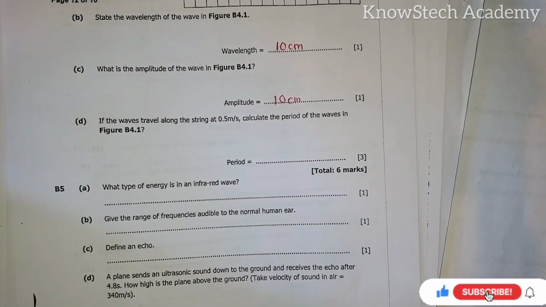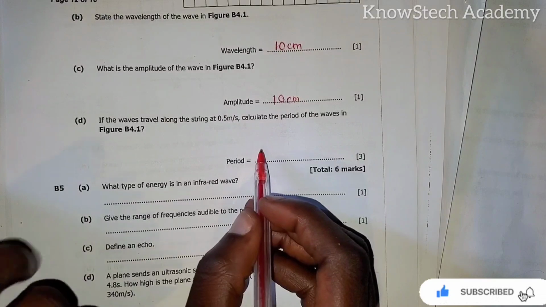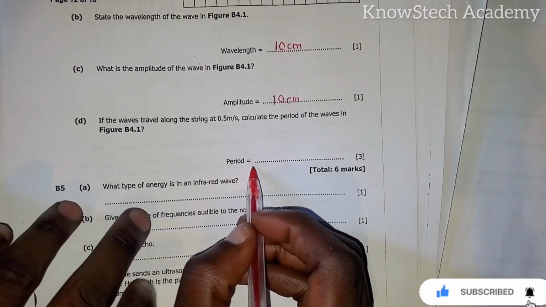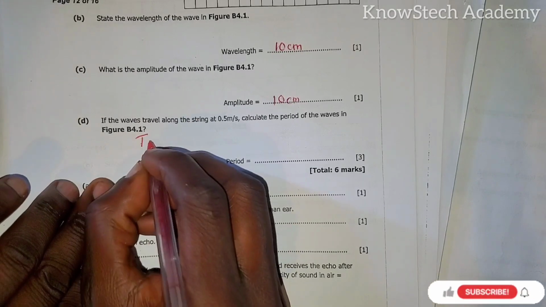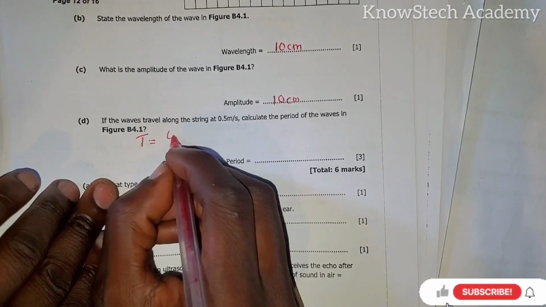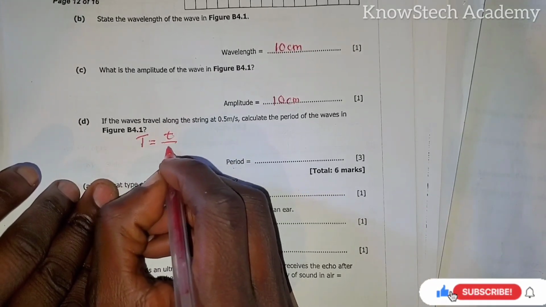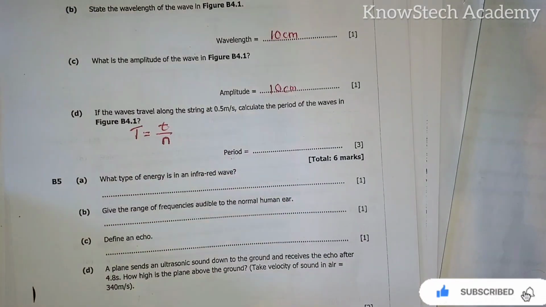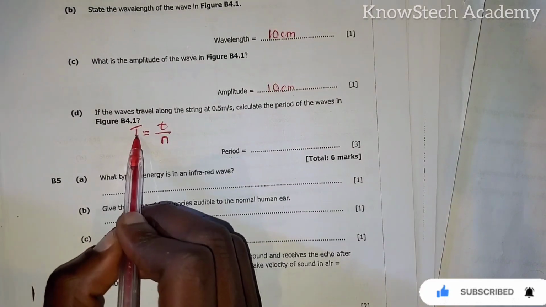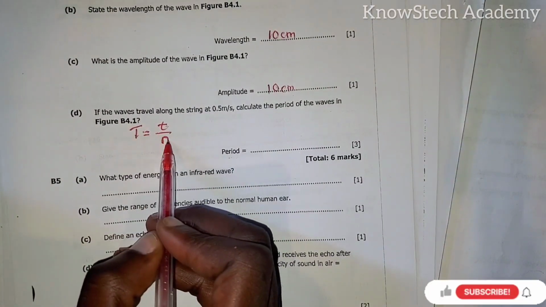Now, look at this. We are asked to calculate what? The period. So, we can say the symbol for period is capital letter T, which is equal to time taken over total number of waves here. Okay, so check this. Look at this formula: period is equal to time taken over number of waves.